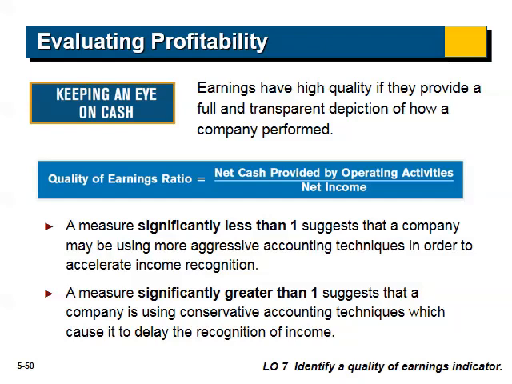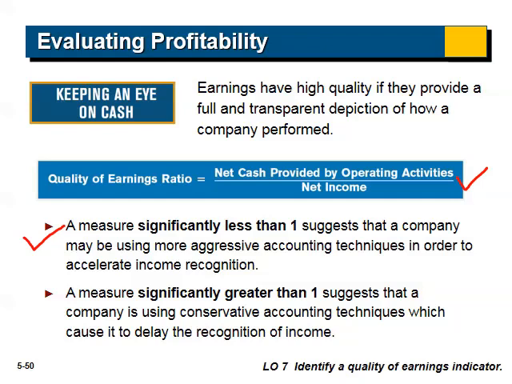But we can't ignore cash. We have something called our quality of earnings ratio, which we take, here's the formula, net cash provided by operating activities. That comes from your statement of cash flows. That's how much cash you got from operating the company versus net income, which is how much profit you got from operating the company.